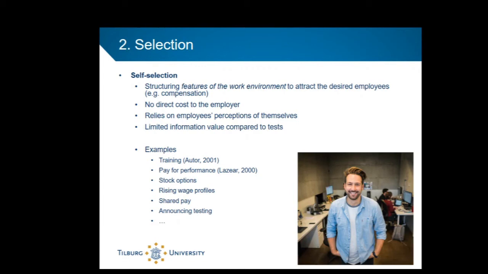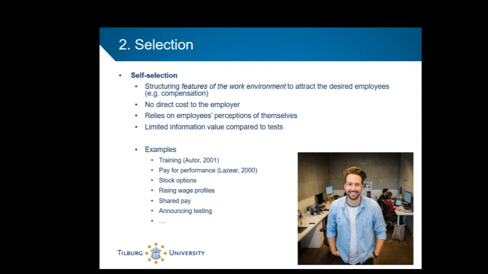of more productive employees. The example we saw in the last slide is that offering training by intermediaries attracted employees that are more willing and more capable to learn. Other examples of self-selection are offering stock options or simply announcing testing in the job ad, because announcing testing or certain rewards can already set a filter on the type of employees that will apply for the job. So sometimes the main value of a test is simply changing the applicant pool by announcing that.